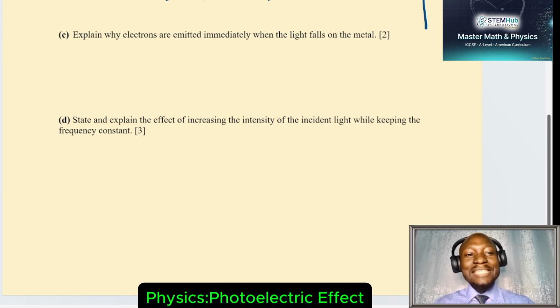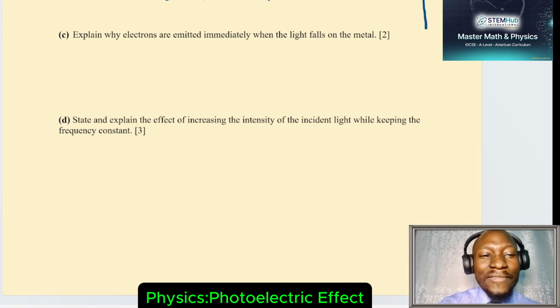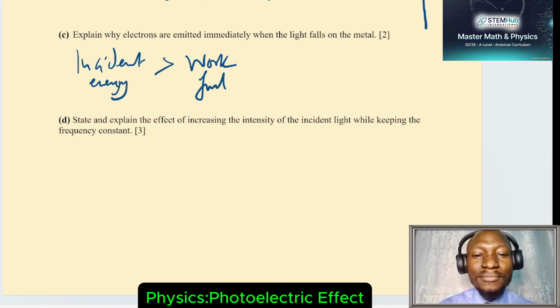Explain why electrons are emitted immediately when light falls on the metal. We simply say that the incident radiation has sufficiently high frequency, therefore it has higher energy than the metal's work function. That's why it is able to eject electrons immediately. Remember, we always say that the incident energy must be more than the work function of the metal for the photoelectric effect to take place.